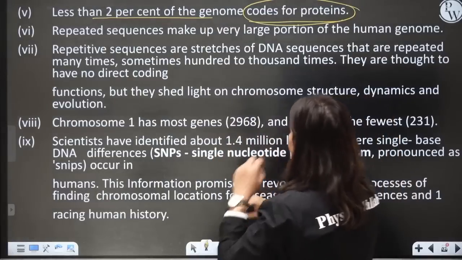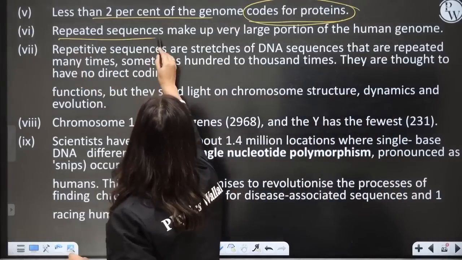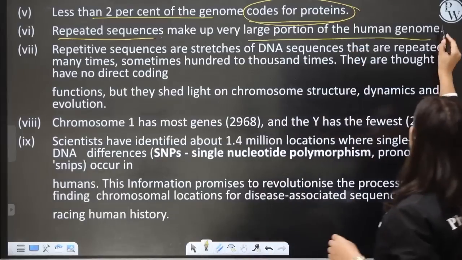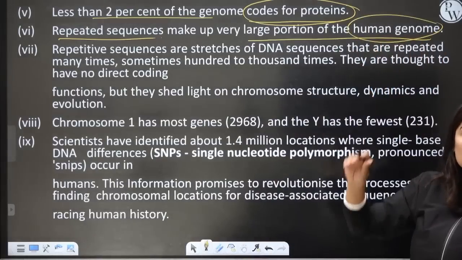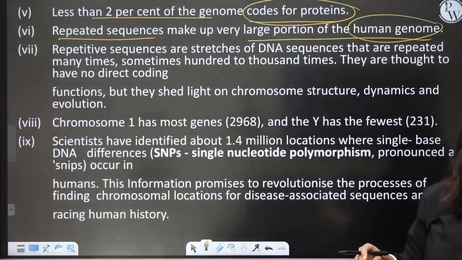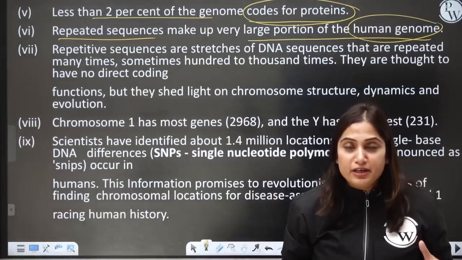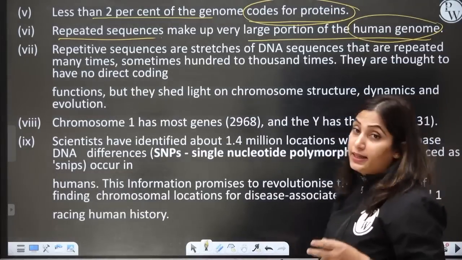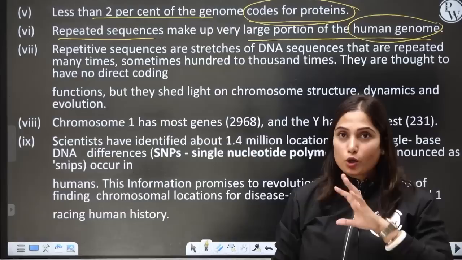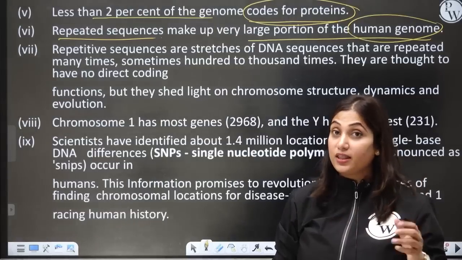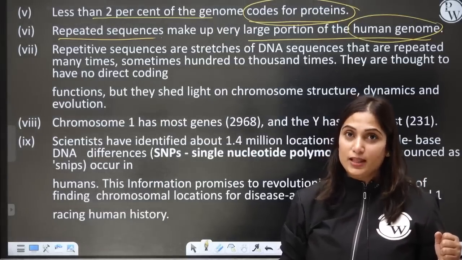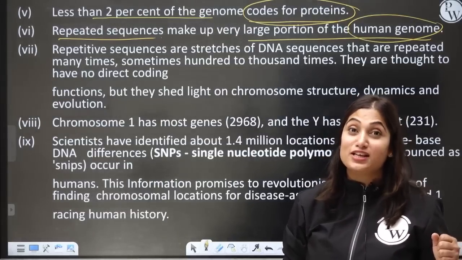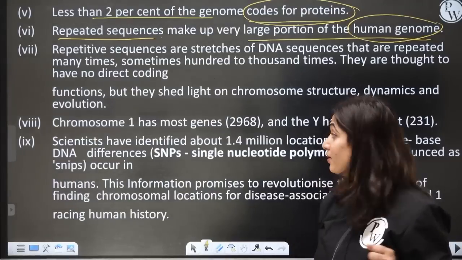Repeated sequences make up a large portion of the human genome. That means the human genome contains several portions which have repetitive sequences. These repetitive sequences are not coding, they are the non-coding parts, but they have a very important role to play in the process of evolution because they decide the process of polymorphism.